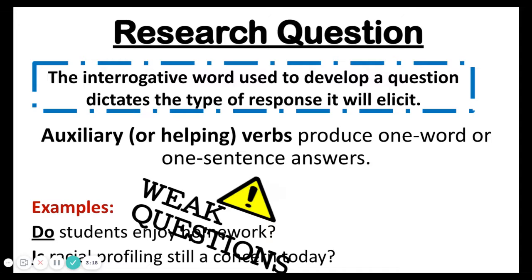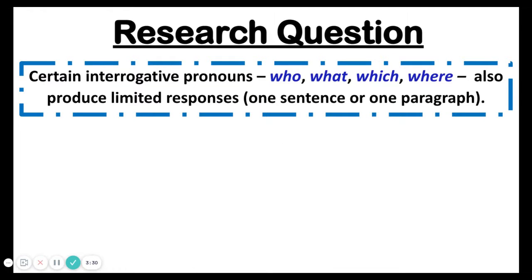Those are weak questions. They are weak questions because you cannot write a research essay on a question that will just be answered in one sentence. Certain interrogative pronouns, and interrogative pronouns are question words that take the place of nouns, like who, what, which, or where, also produce limited responses. The responses to these interrogative words or question words are usually one sentence or one paragraph.